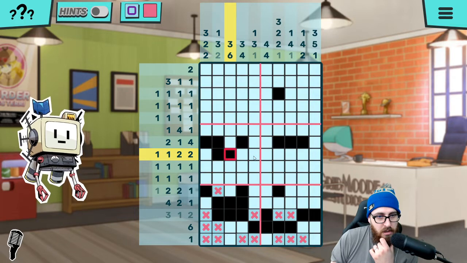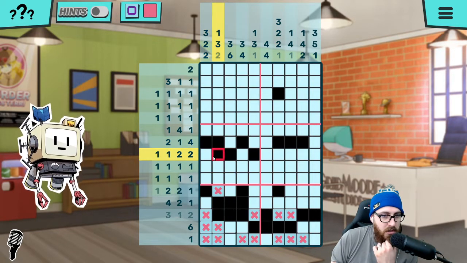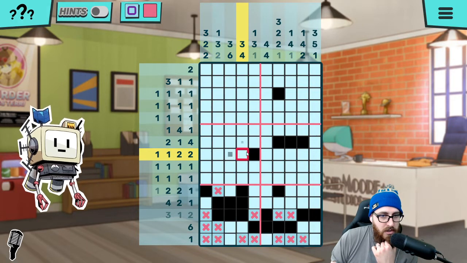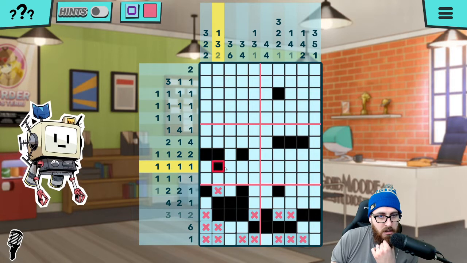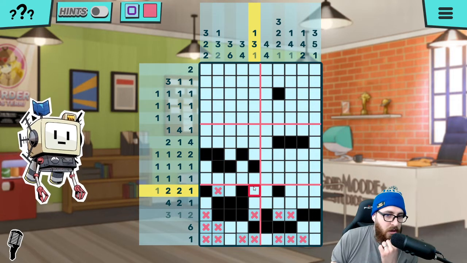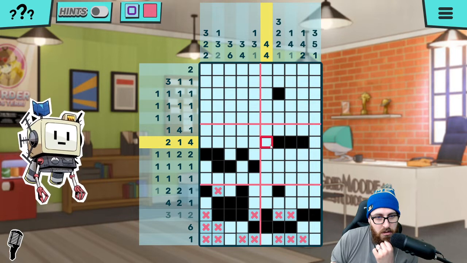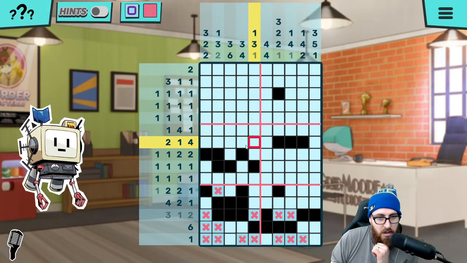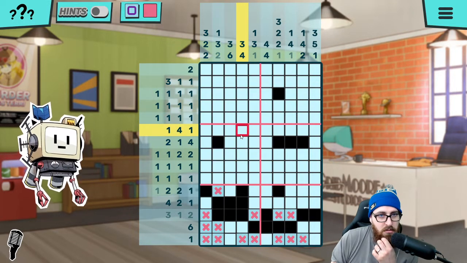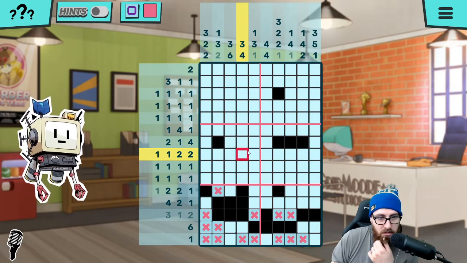Two and 1, 2 and 1. Those are the only two ways that a 2-1. So hold on. So this is 2-1, 2-1. So either one of these could be correct if this is a 4, which means that one has to be filled in. We know this has to be a part of a 3 here.